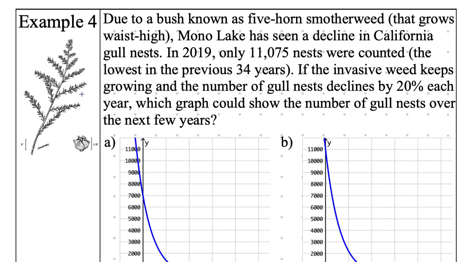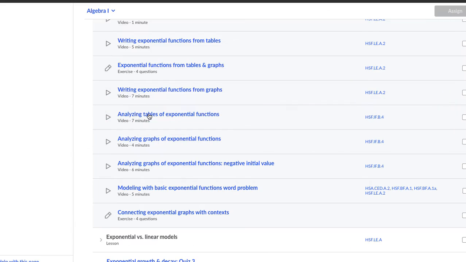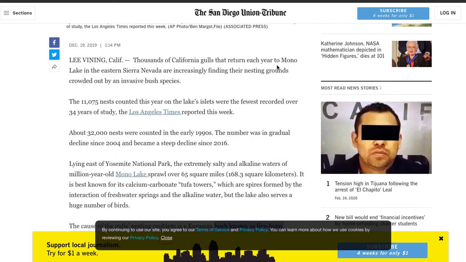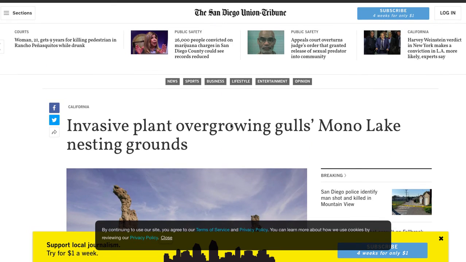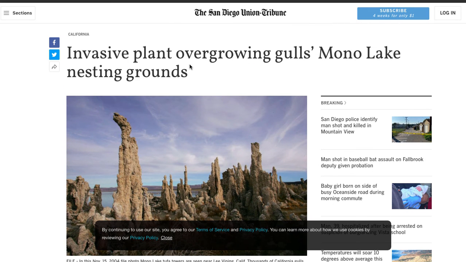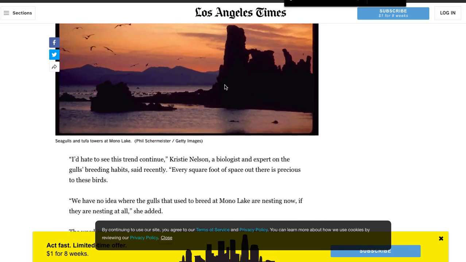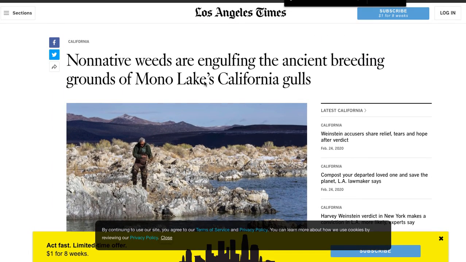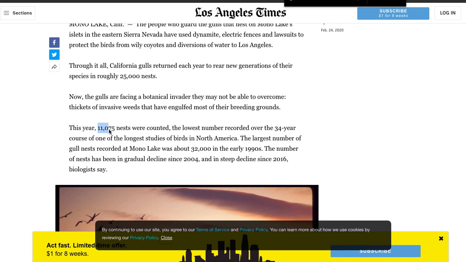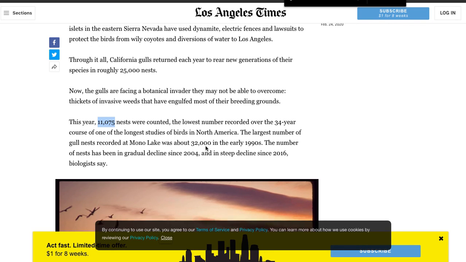Cool. And I'm going to pause there to actually talk about what this story is. I found this because Jeff McQuilkin was showing me on his phone them actually carrying out what's happening here. This is the San Diego Tribune that has the article, Invasive Plant is Overgrowing the Gulls' Mono Lake Nesting Grounds, and the even cooler one, Los Angeles Times, the same exact title, Non-native weeds are engulfing the ancient breeding grounds of Mono Lake's California gulls. All the information I'm getting is from this article. Like, look at this. This year, 11,075 nests were counted. It tells us all this information.